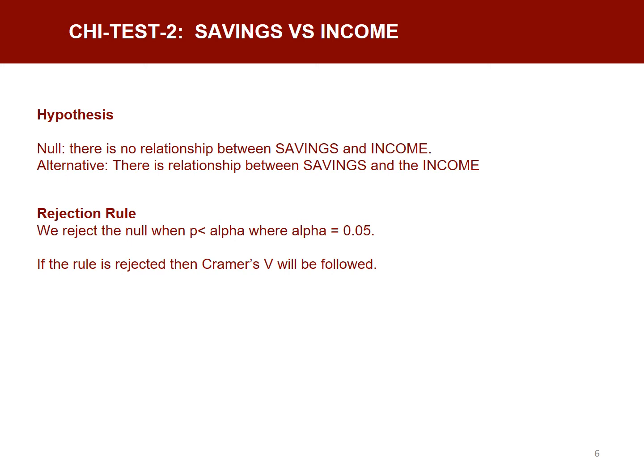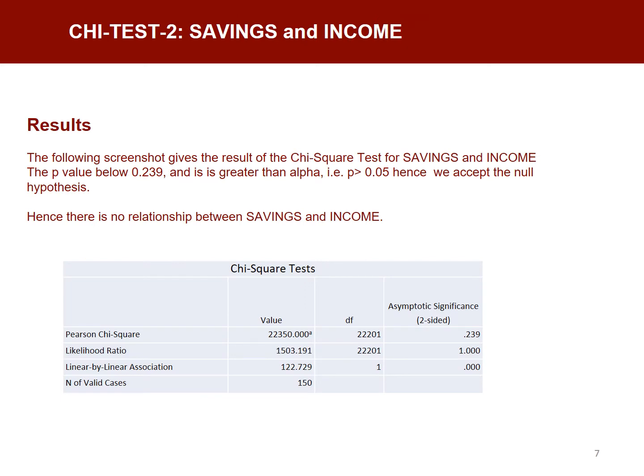We reject the null when p is less than alpha, where alpha is equal to 0.05. If the null is rejected, then Cramer's V will follow, resulting in our findings. The following screenshot gives the result of the chi-square test for savings and income. The p-value below is 0.239 and is greater than alpha, p-value greater than 0.05. Hence, we accept the null hypothesis. There is no relationship between savings and income.